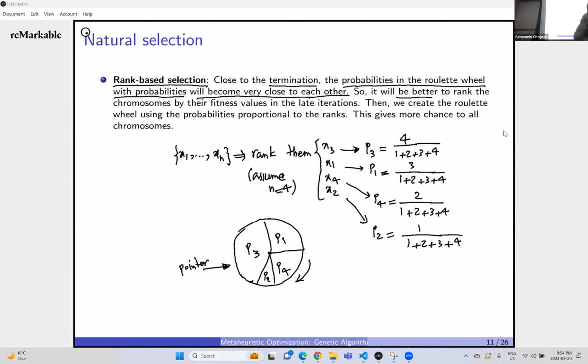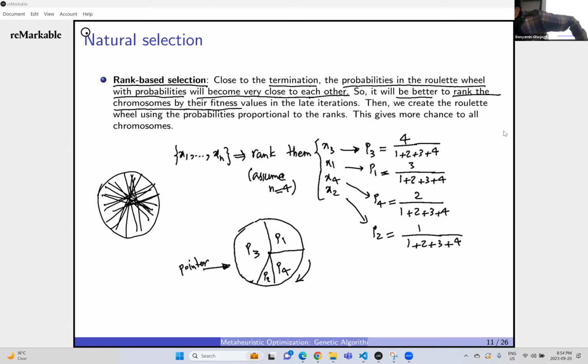Then what happens to the roulette wheel? It becomes something like this, with a lot of small probabilities. Sorry, I couldn't draw very well. With a lot of small slices, right? Then in this case it will be better to rank the chromosomes by their fitness values in the late iterations. In initial iterations, the simple roulette wheel is good, but in the later iterations, we might change it to the rank-based roulette wheel.